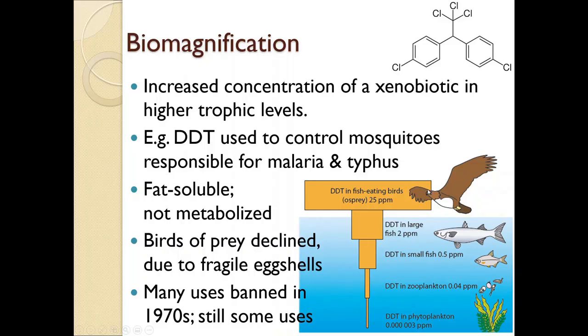And finally, when you got to these fish-eating birds, the concentration of DDT in their bodies is extremely high. And this DDT caused fragile eggshells, and then just the act of mothers sitting on their eggs to keep them warm would break the eggs, and baby birds stopped being born.